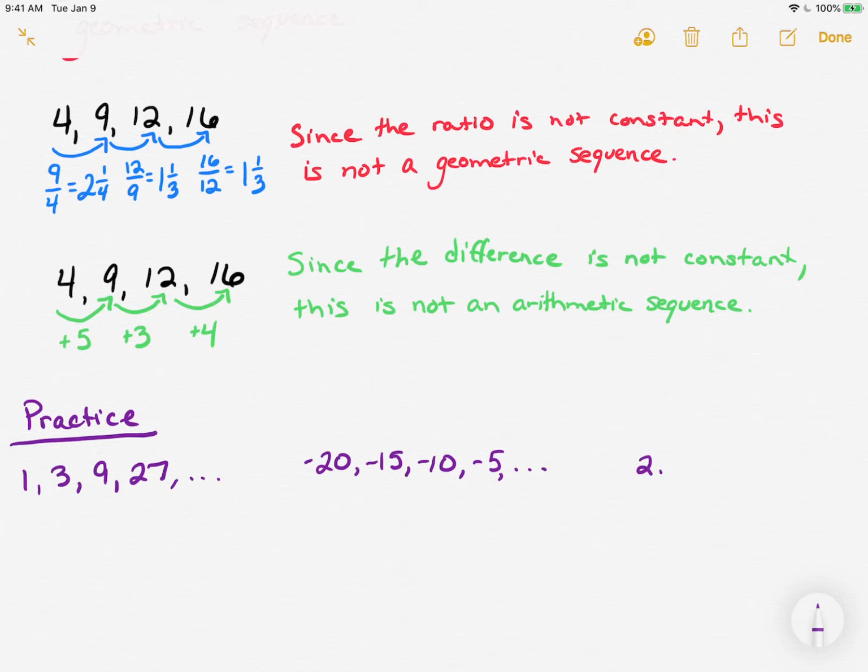Okay, take just a minute or two. See if you can figure that out. All you're going to write is arithmetic, geometric, or none.